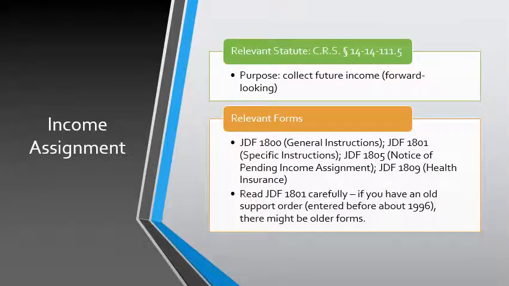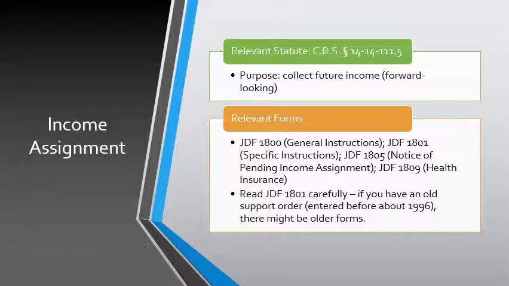Regarding an income assignment, the relevant statute is 14-14-111.5. The purpose of this one is to collect future streams of income. So if you're owed money going forward, child support or spousal maintenance, and you're concerned that it's not being paid or it hasn't been paid in the past, this will make sure it gets paid into the future. Again, you want to look at Form 1800 for general instructions.